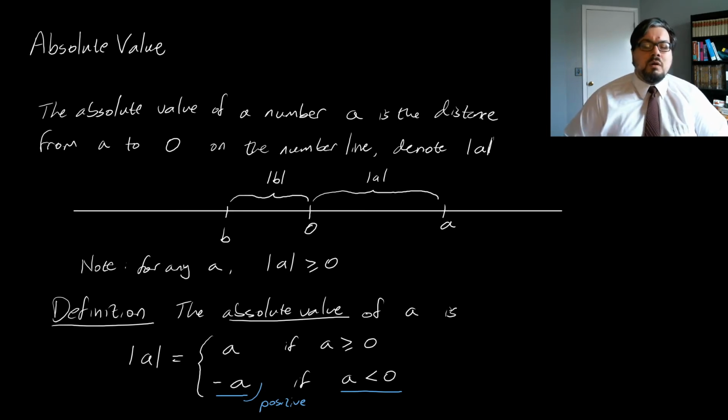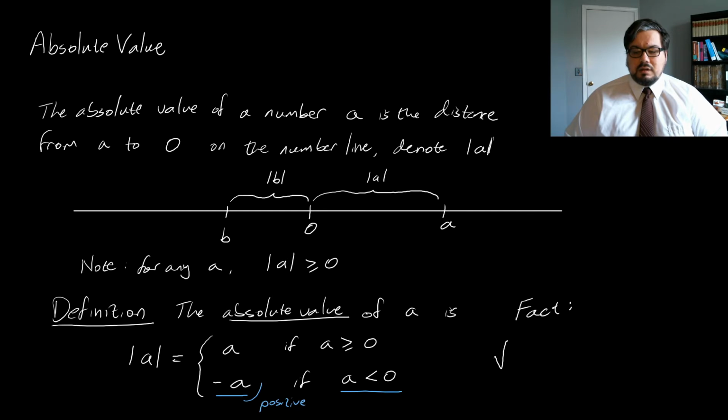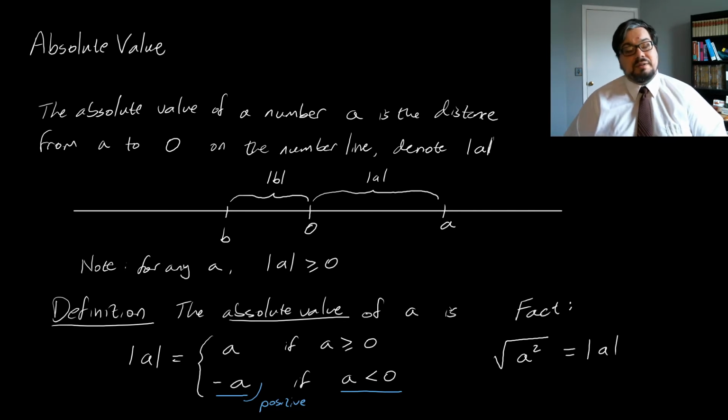There's one more way that we can define the absolute value, which is occasionally useful, and we'll see why in a later example. We have the following fact: if I take any number and square it, and then take the square root of that, that is always going to be the absolute value of A.